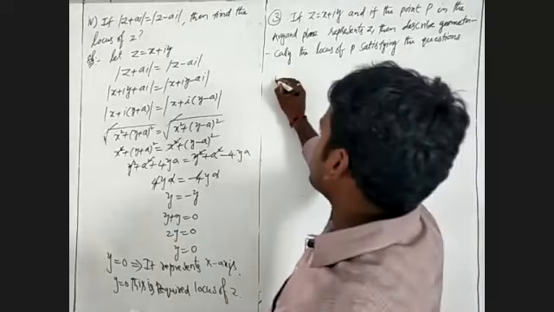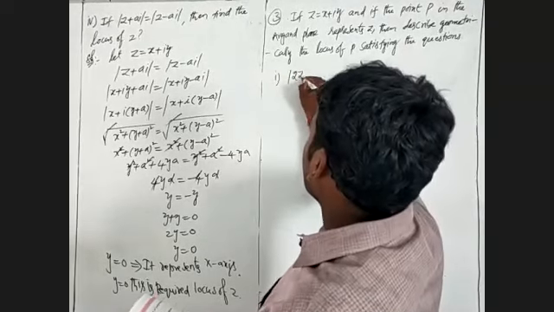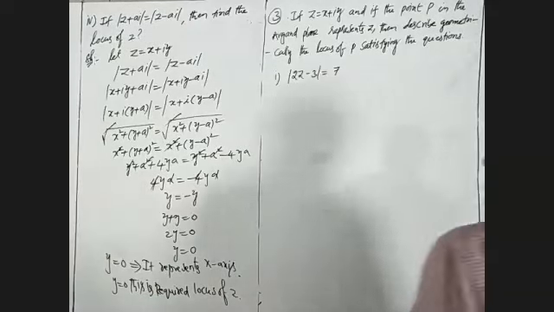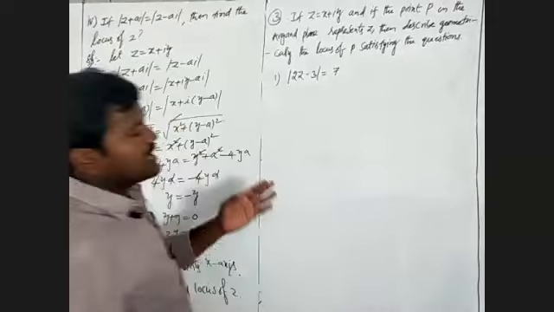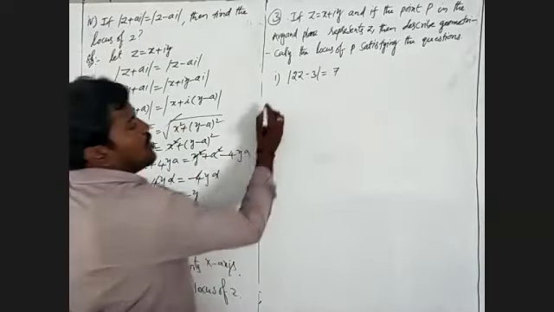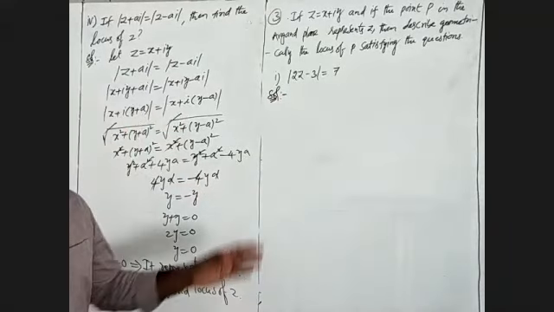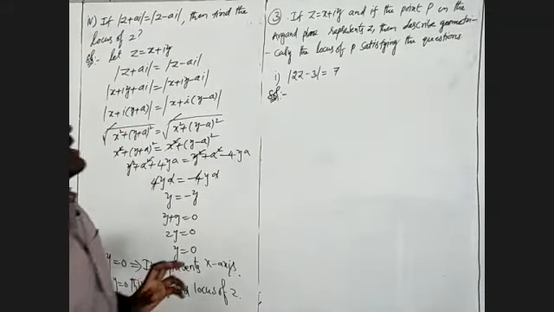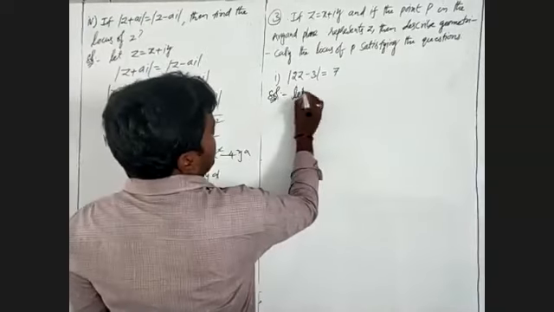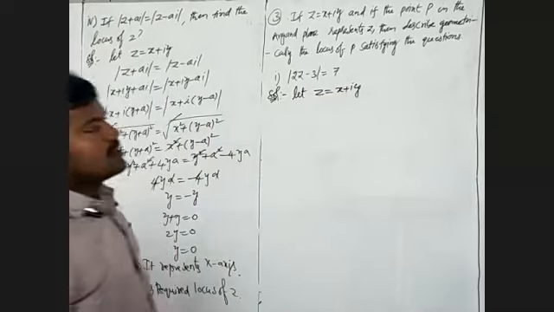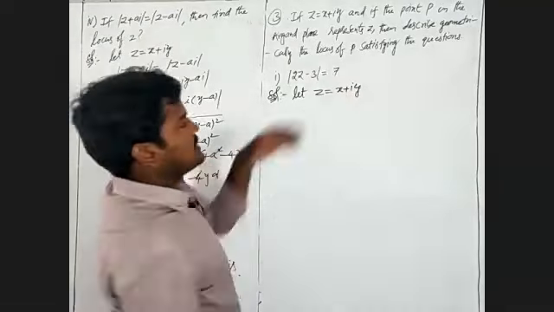Here the first one is mod of 2z minus 3 is nothing but 7. What is the given condition here? Mod of 2z minus 3 is nothing but 7. Find the locus of z. We have to find out in this one. Here, first I will take a complex number z as x plus iy. We have to substitute x plus iy in this given equation.